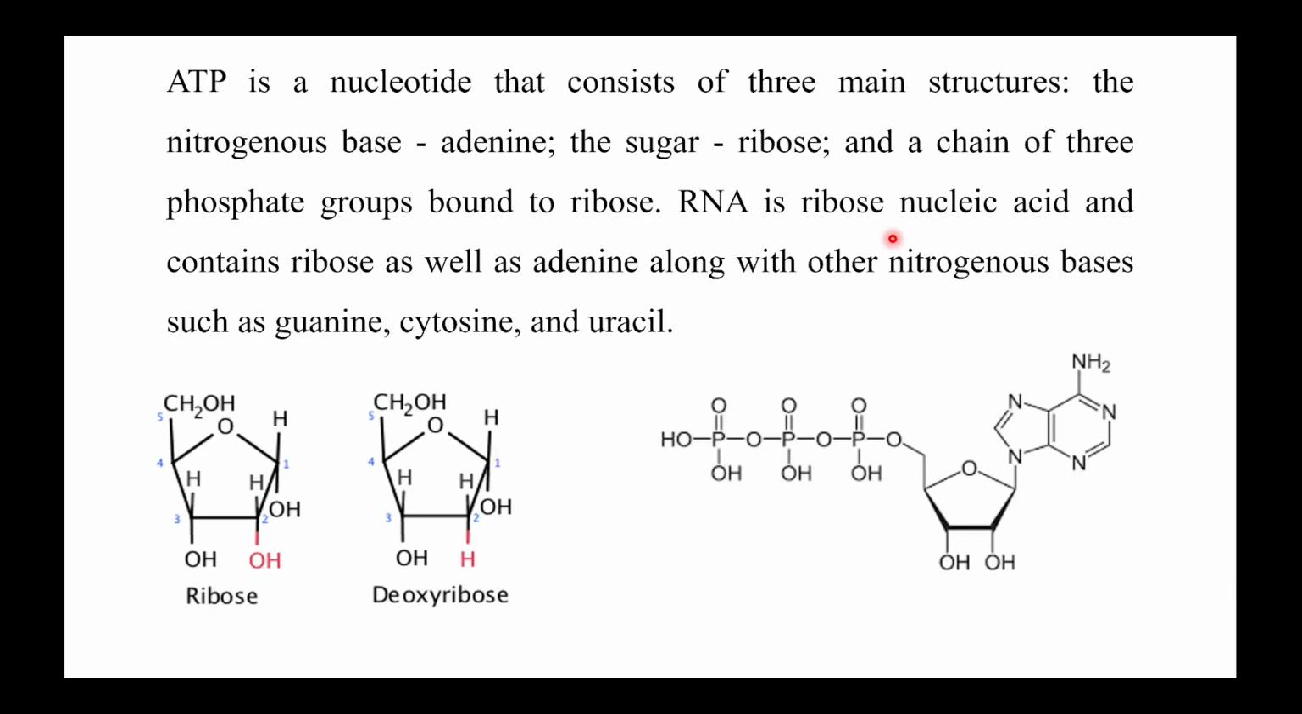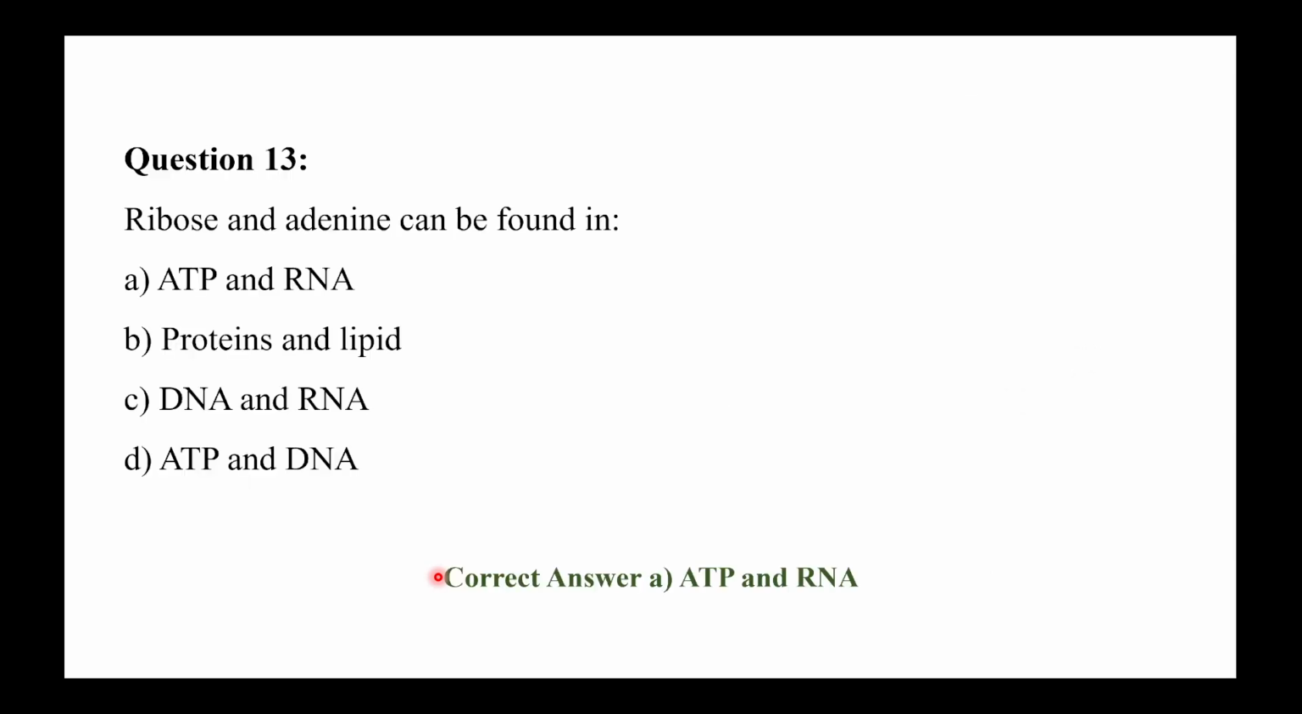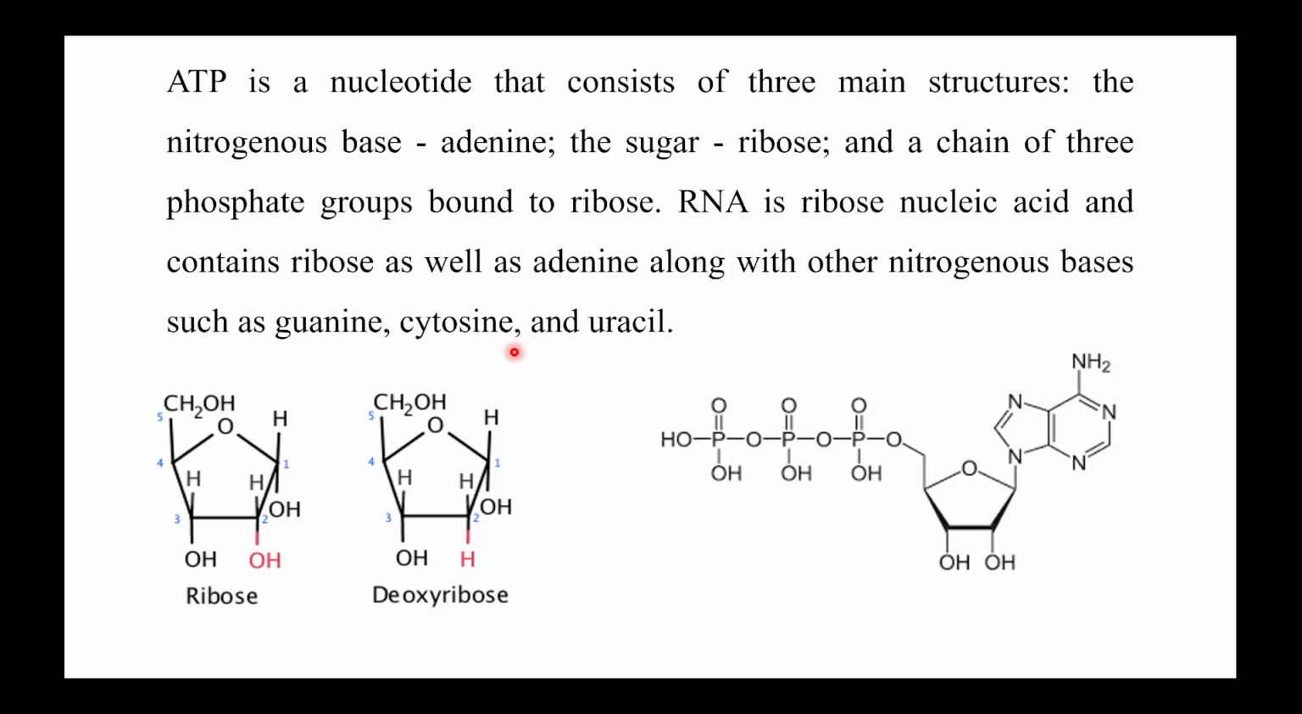The difference between RNA and DNA is the presence of the sugar. In RNA it is the ribose sugar, and in DNA it is the deoxyribose sugar. So the other options have DNA in them, so they won't be the correct answer, and proteins and lipids don't have either of these. So the correct answer is option A.